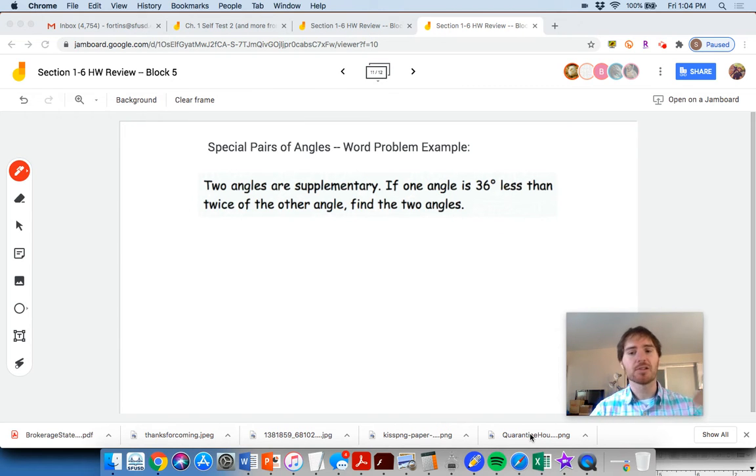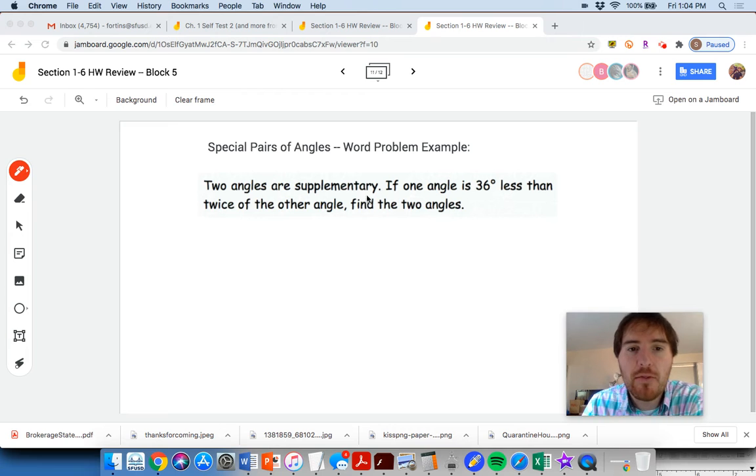I know we did a couple in class, and there are a few more on the video lesson for section 1.6, but let's do one more because I think this is a good one. We're looking at here two angles that are supplementary. So what are we going to know? They add to 180. That's great. If one angle is 36 less than twice the other angle, then find the two angles.